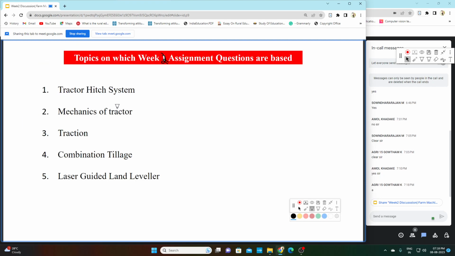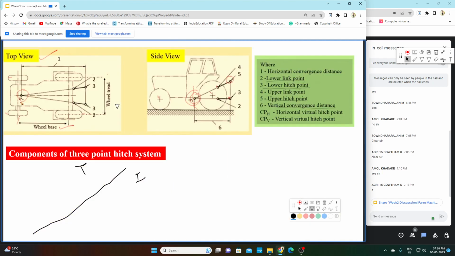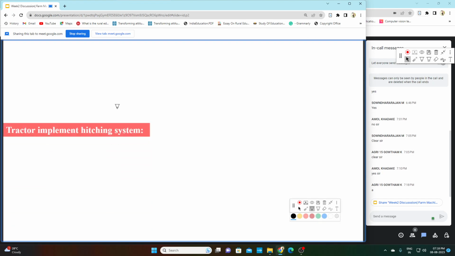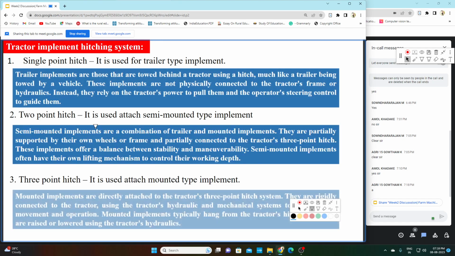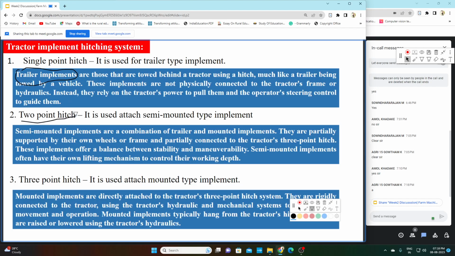So let me go to the first slide again, it will be more clear. We have 3 types of hitch: single point hitch, 2 point hitch, and 3 point hitch. The single point hitch takes care of trailer type implements. The 2 point hitch takes care of semi mounted implements. And the 3 point hitch takes care of mounted type implements.